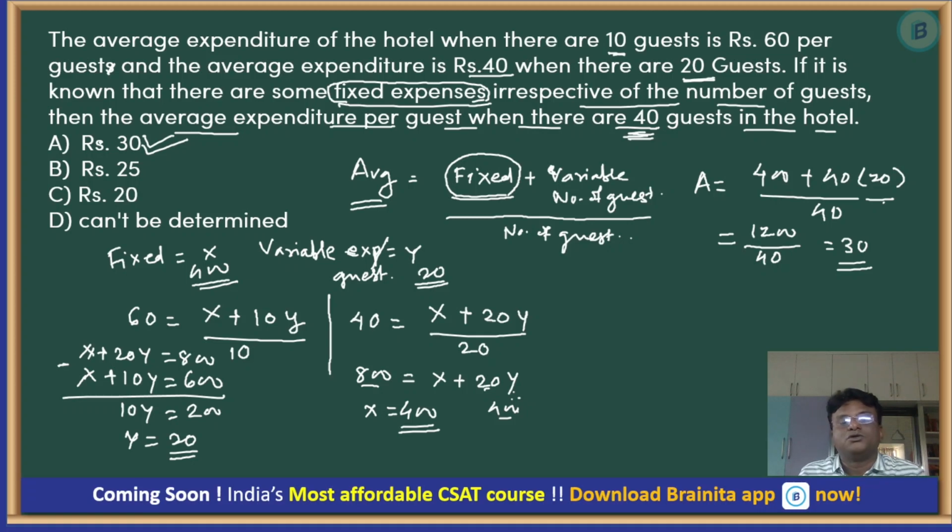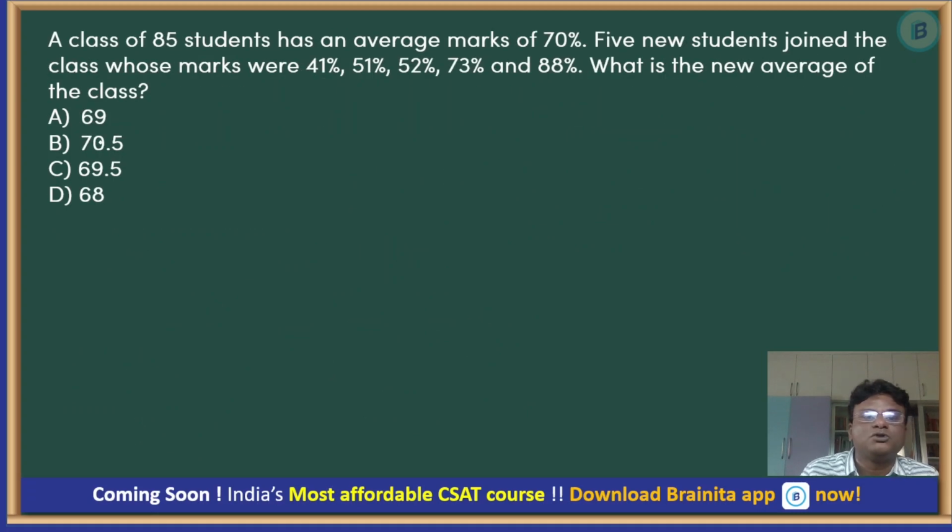Okay, so this is a different type of problem. Typically you won't have some fixed component in the average questions, but this is a very unique question where they have given that there is some fixed component. So you have to count that fixed component each time you calculate the average, because the average is calculated based on the overall cost divided by the number of guests, right? And the overall cost includes both fixed and variable cost. So this is a very interesting question. Let us move to the next one.